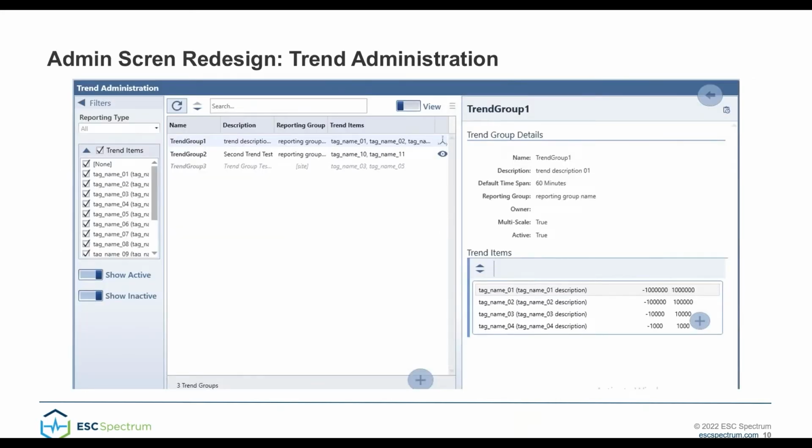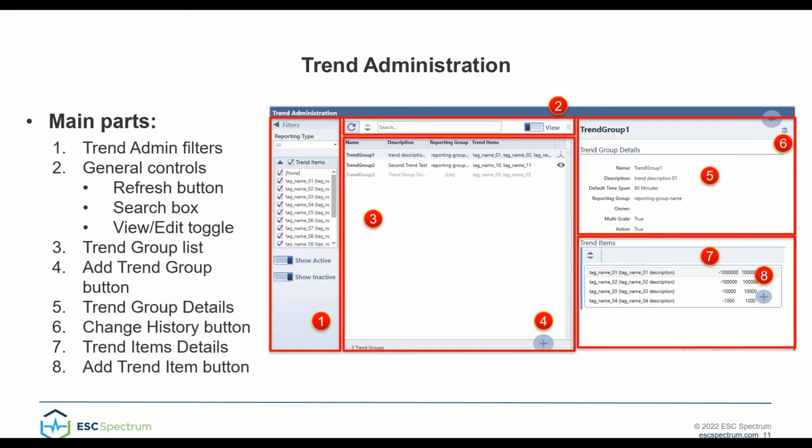Another administration screen we worked on is the trend administration screen. And this is what the new design looks like. It's pretty similar. You have your filters, your listing, and then your details on the right-hand side. So with the filtering, we can filter based off of the type of trend or reporting group. And then you see all the different trend items that are available. You can filter off of those. So if you want to show all the trends with your Unit 1 NOx ppm in them, you can do that. Just select that one item, and then the list in the middle will show all the trends that are set up for that particular one.